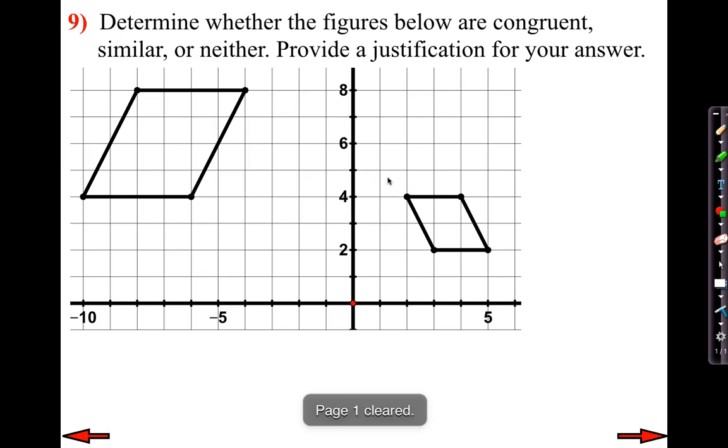Next, determine whether the figures below are congruent, similar, or neither. Provide a justification for your answer.